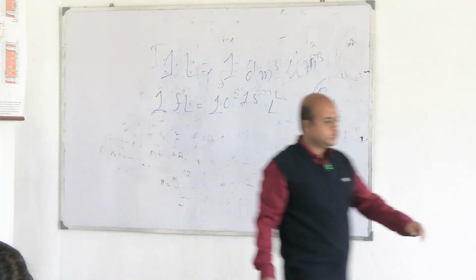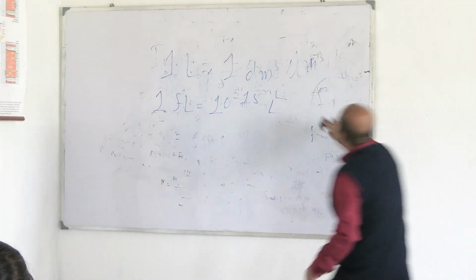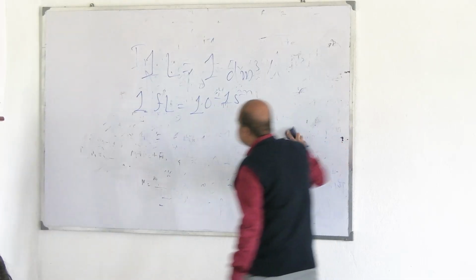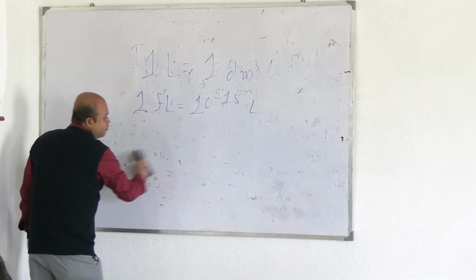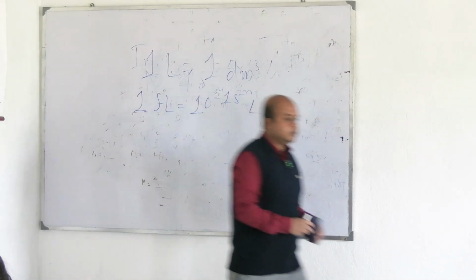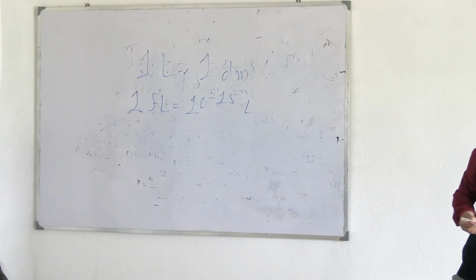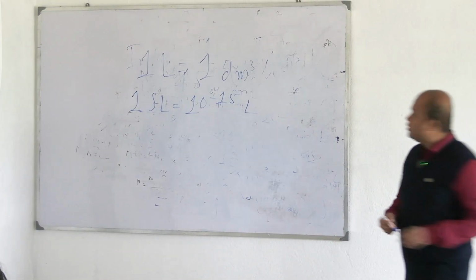Okay, this board, don't get confused, I'm trying to rub it, but this ink is such that it does not get rubbed off easily. In some cases it is not getting rubbed off easily, in some cases it is vanishing.